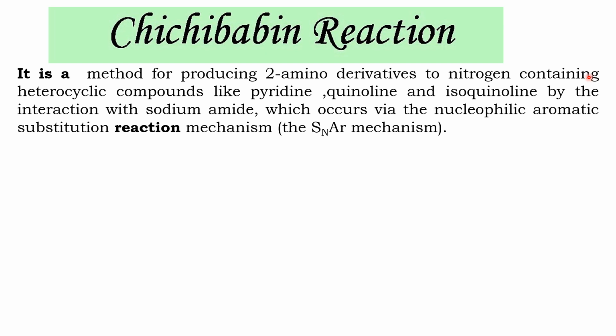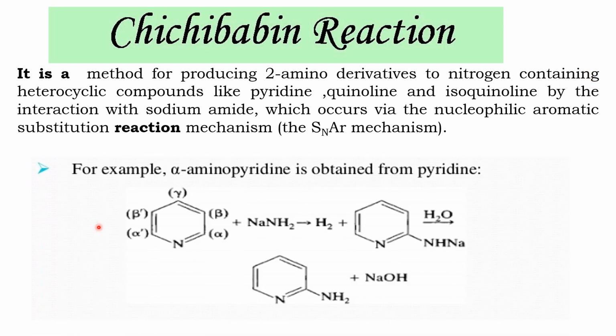See here, this is pyridine. To this pyridine, we are using NaNH2 so that NH2 group is introduced to the second position of the heterocyclic compound, next to the nitrogen atom. So this reaction is called Chichibabin reaction. Take down.